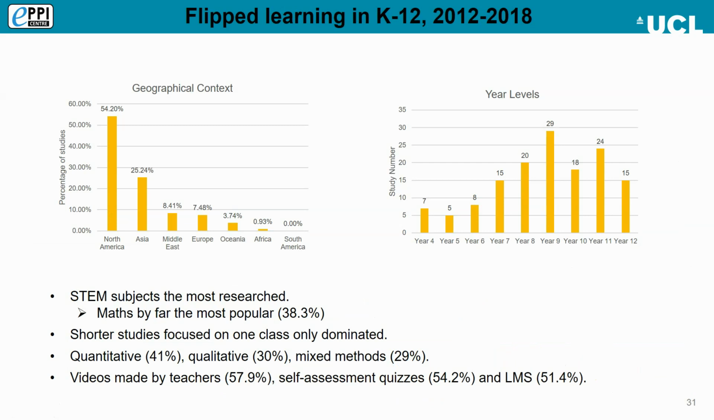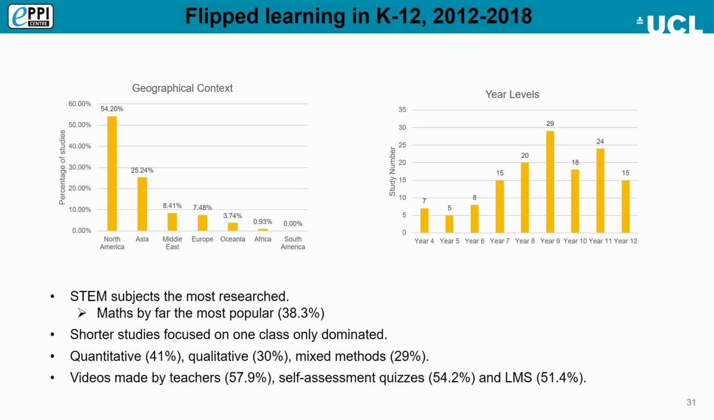As you can see on the screen here, the majority of studies were conducted in North America, followed by Asia, the Middle East, Europe, Oceania, with very little from Africa and the Global South, and none that I located from Central and South America. The year levels that were the most researched, and I should mention, there was a couple of studies that did not mention the year level of students, but they did mention the age levels.